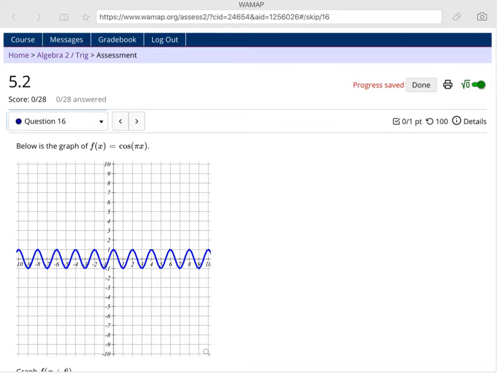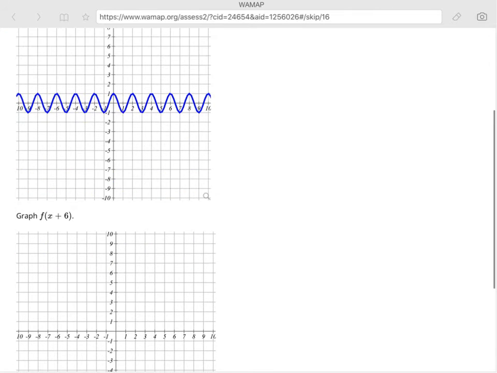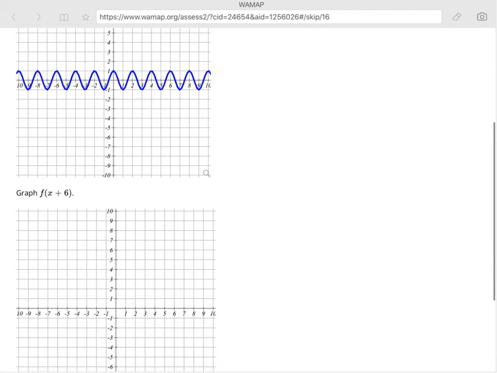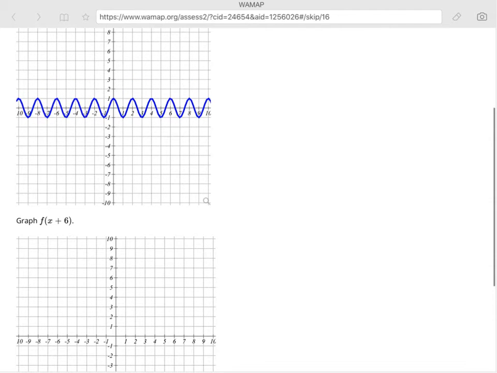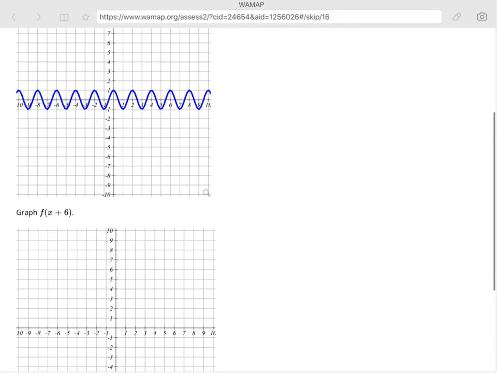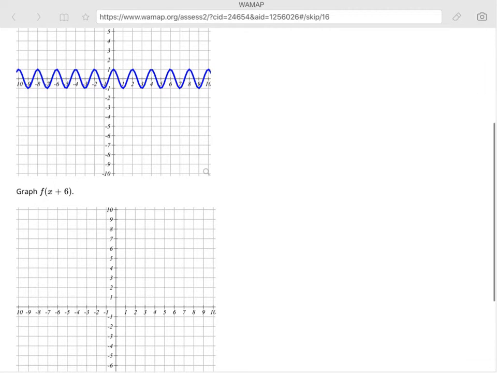And of course, we're going to be asked to replicate that graph down here. In this case, we're going to be graphing f of x plus 6. And so I need to be able to pick out which graph I want to be using in order to be able to replicate that. Shouldn't be too hard to find, right?